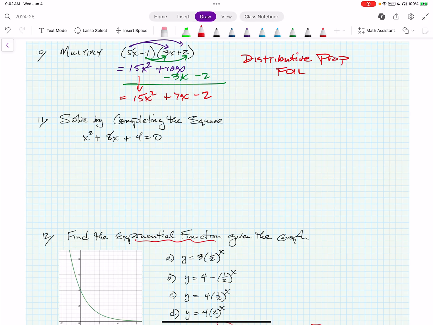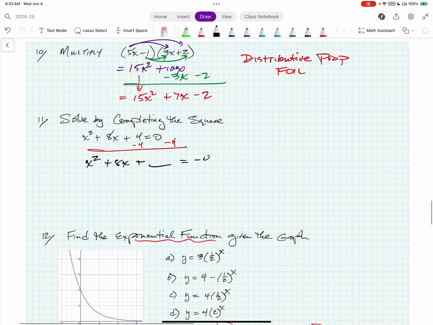So here, there are no two numbers that multiply to 4 and add to 8, so this is not factorable. So let's go ahead and subtract 4 first. So here we have x squared plus 8x plus something is equal to -4 plus something. And you can only complete the square when the lead coefficient is 1. So the lead coefficient must be 1, and it is right here. There's your lead coefficient. So LC equals 1.